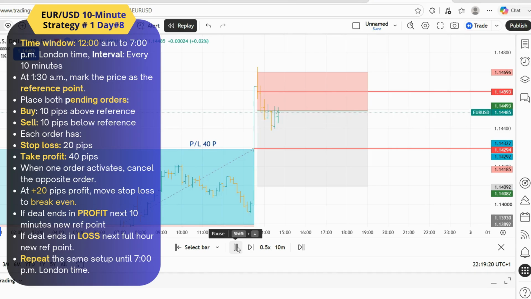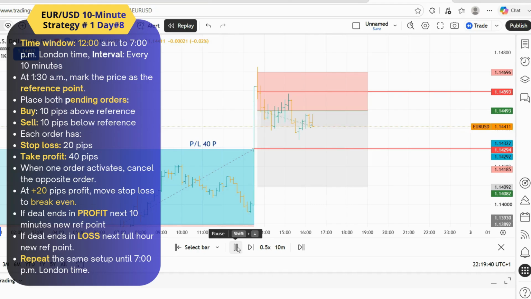The strategy states that trading must stop at 7 p.m. London time. Therefore, when the clock reaches 7 p.m., the session officially ends. The short position is closed with approximately 20 pips profit. Trade number 2 is complete. Result plus 20 pips.